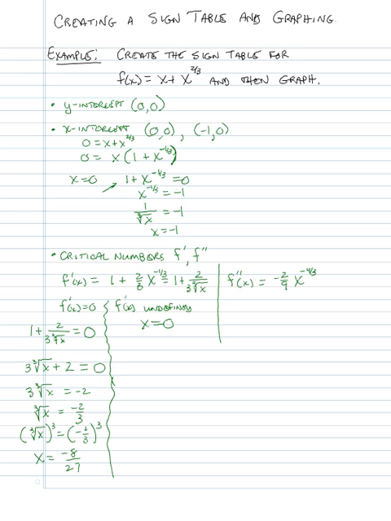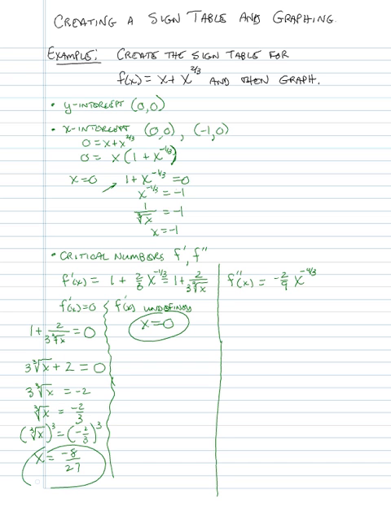Now, over here when we're looking at the set, so far we have a critical number of negative 8 over 27 and a critical number of 0. Now, the critical numbers of the second derivative come from what we see over here.